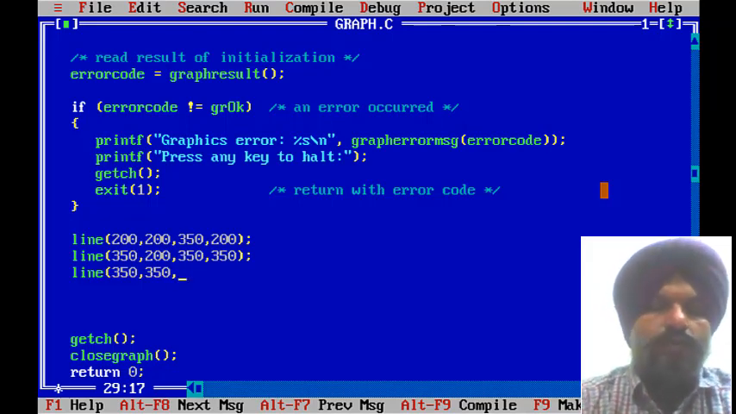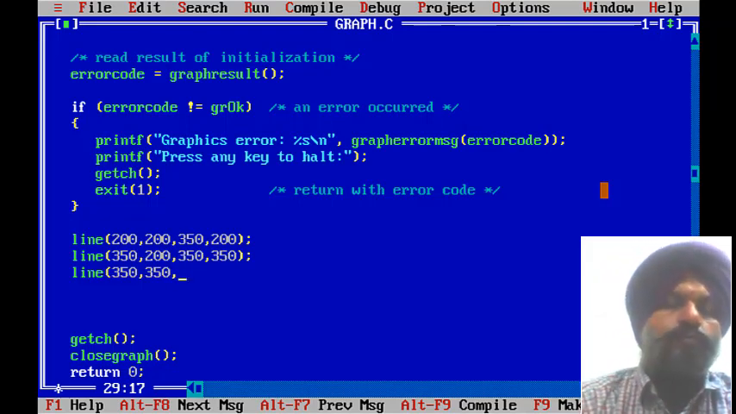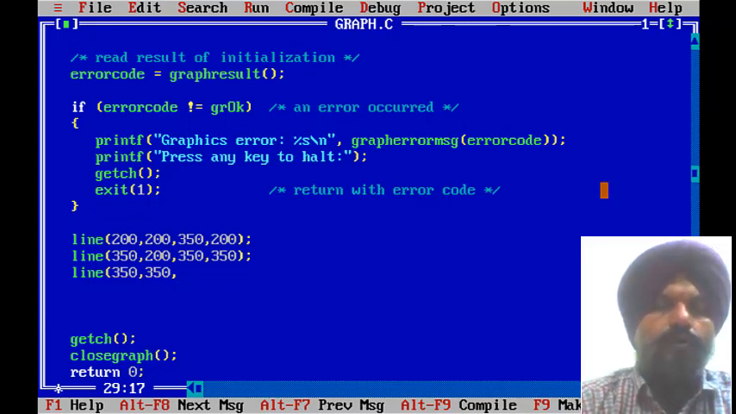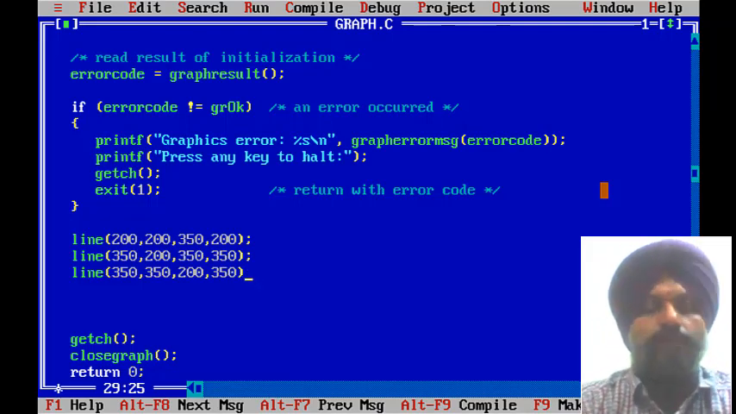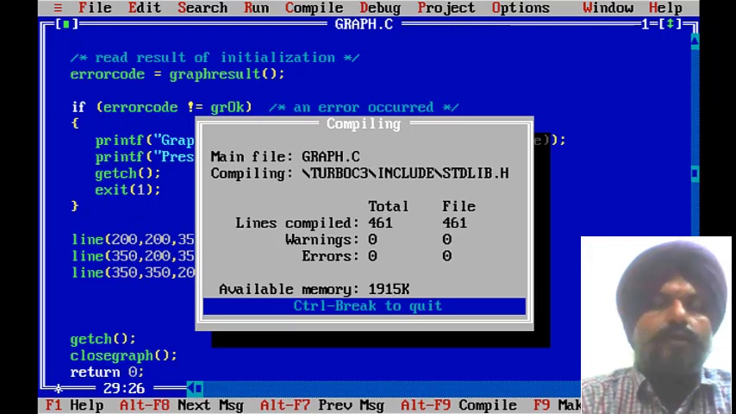Now we have to draw the line in the x-axis direction by decreasing the value of x and keeping the y-axis value the same. So in this example we will take the end point of the x-axis as 200, and the end point of y2 is 350 as well. Now see how our shape looks. Our third line has been drawn.